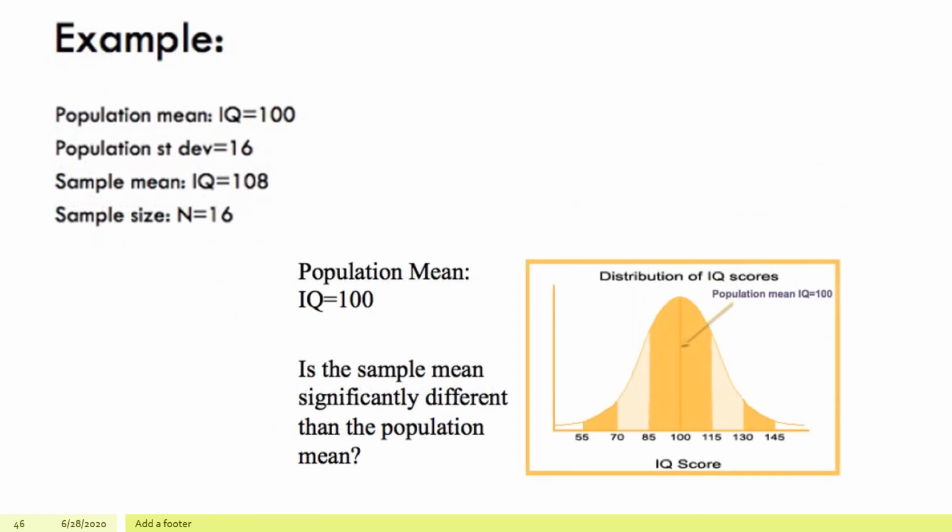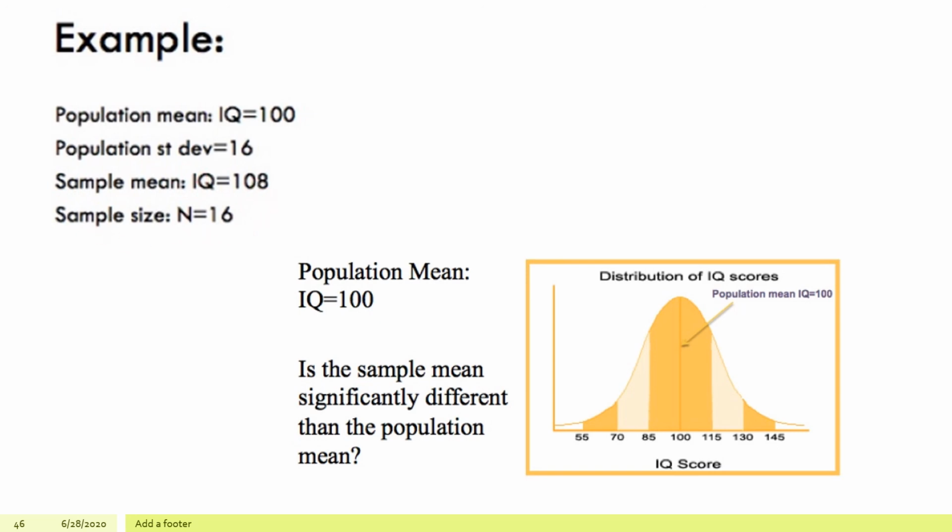This is an example where the intelligent quotient of the population is 100. For example, assume the intelligent quotient of the whole Malaysian population is 100 and the standard deviation is 16. If I want to check my selected sample, for example, batch 23, I get to know that the mean IQ of batch 23 is 108 and the sample size is 16.